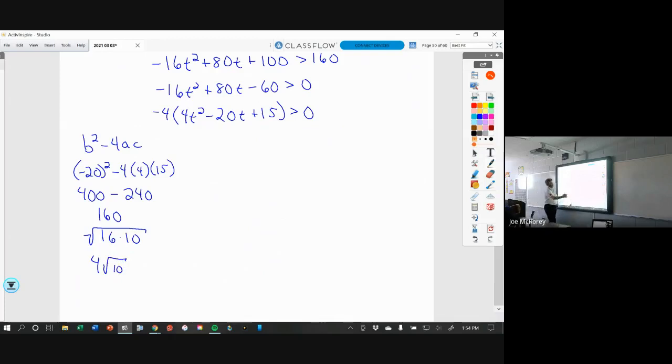Now the quadratic formula. x is equal to negative b, positive 20, plus or minus 4 times the square root of 10, all over 8.